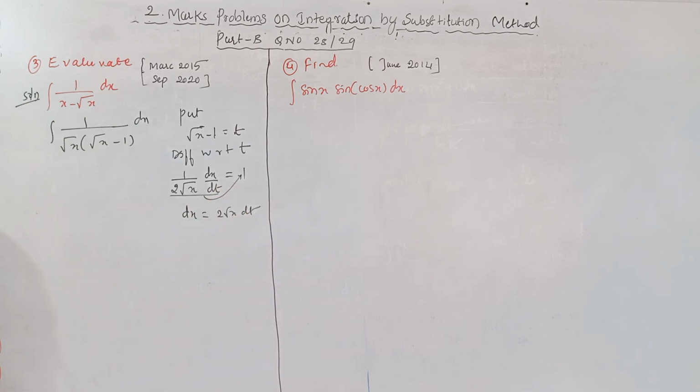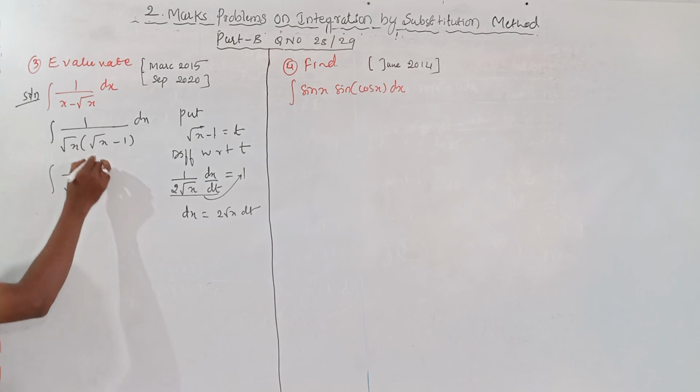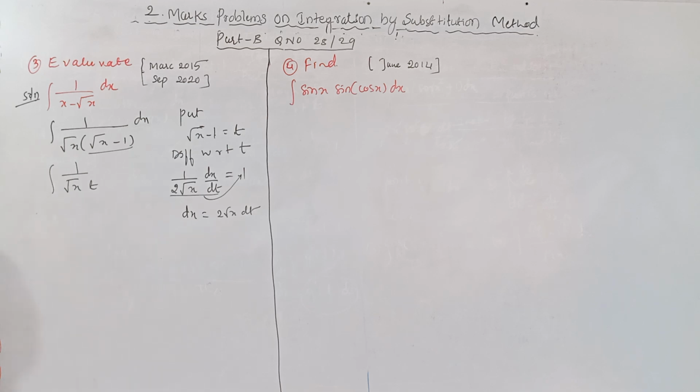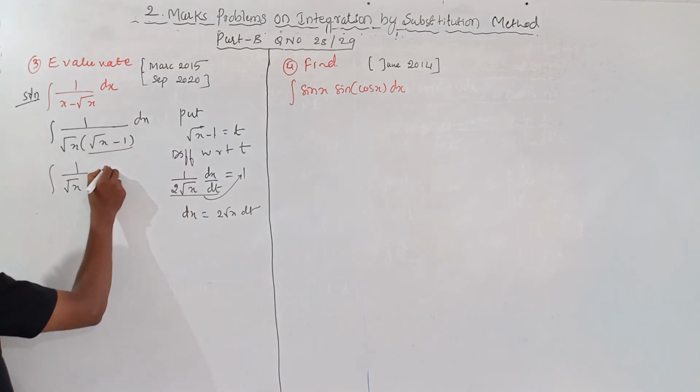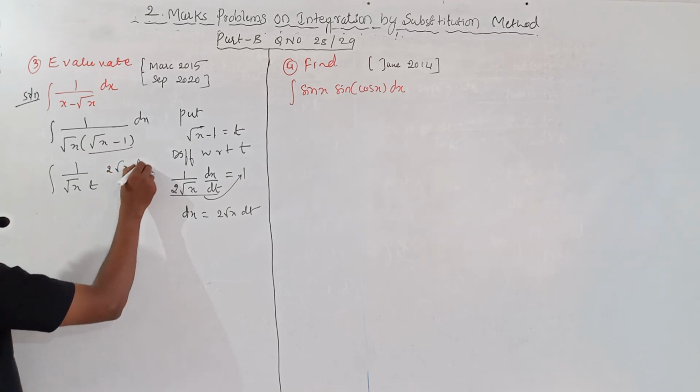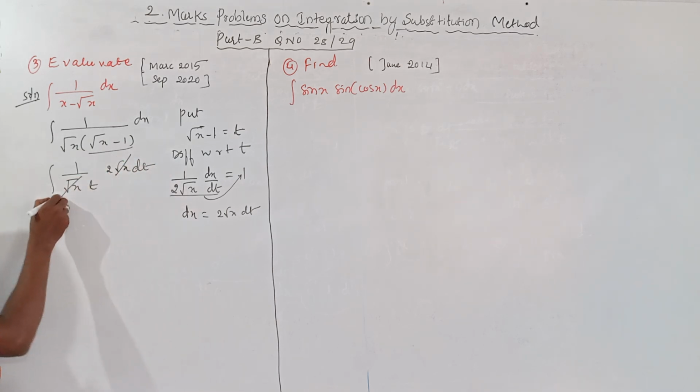2 root x dt. Come to here, then 1 by this root x as it is. In the place of root x minus 1 write t. Now dx means 2 root x dt. This root x gets cancelled.